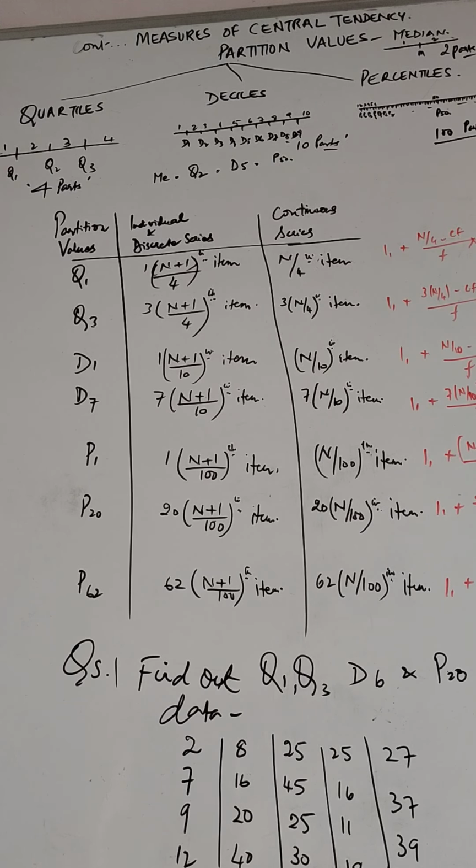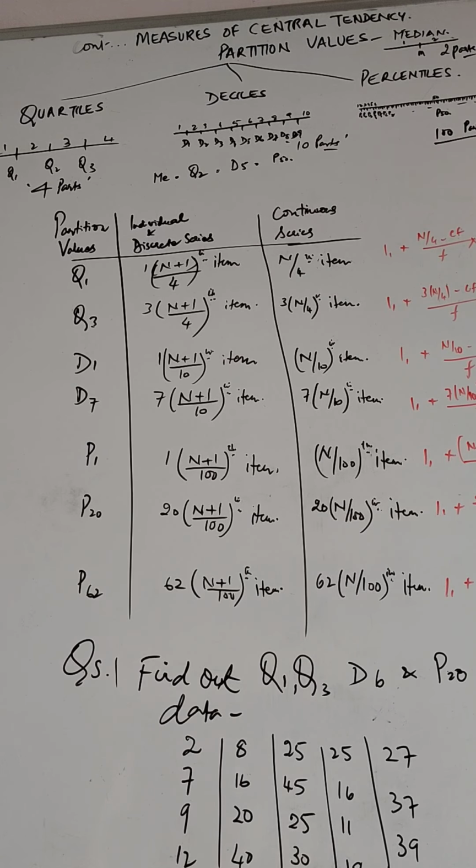Now, what are quartiles? Okay, let's just talk. What are partition values? If you want to define that, partition values are those which divide the series. If they divide into two parts, it's median. If it divides into four equal parts, they are quartiles. And partition values that divide a series into 10 equal parts are known as deciles, and those dividing a series into 100 equal parts are known as percentiles.